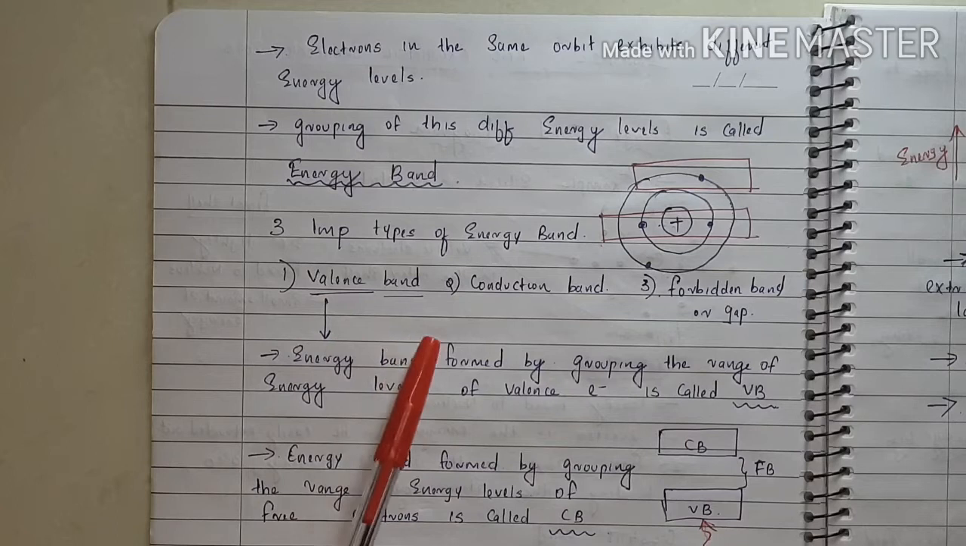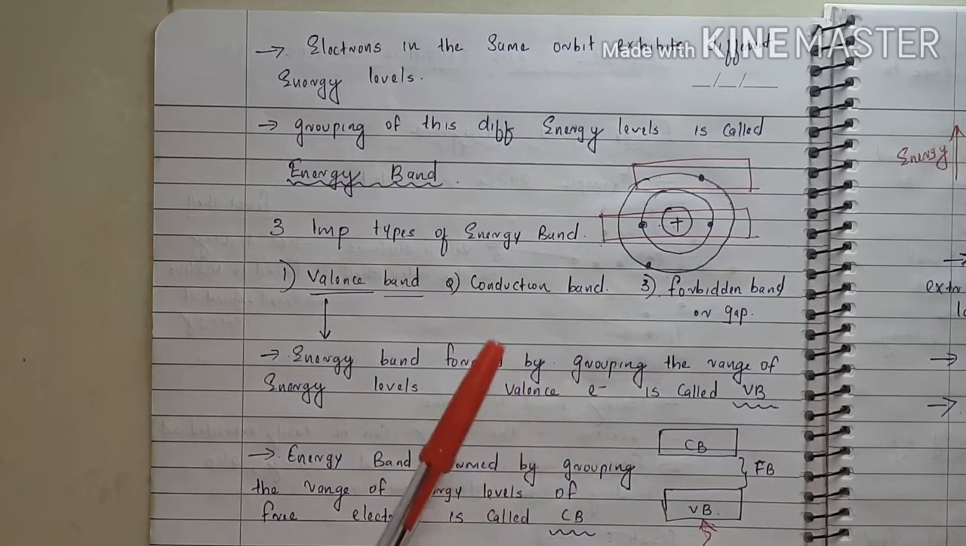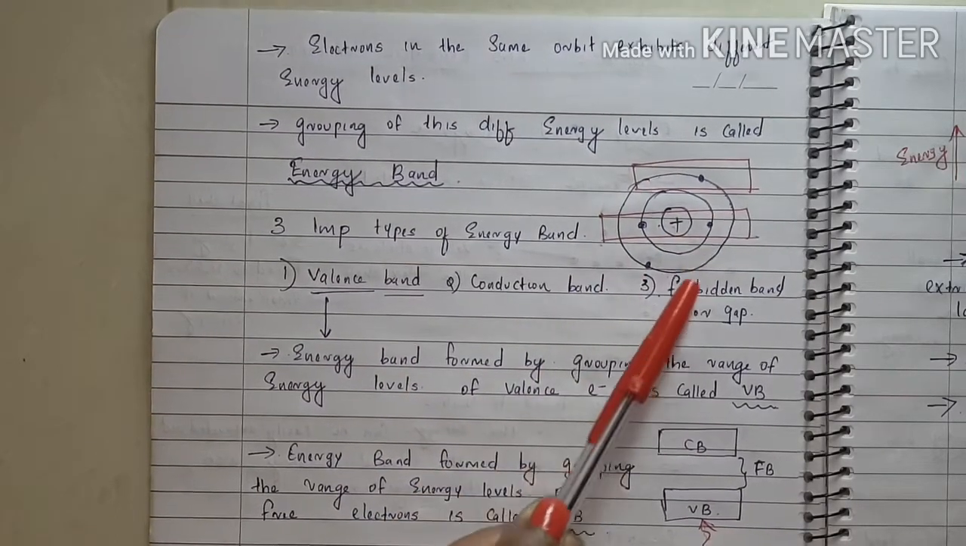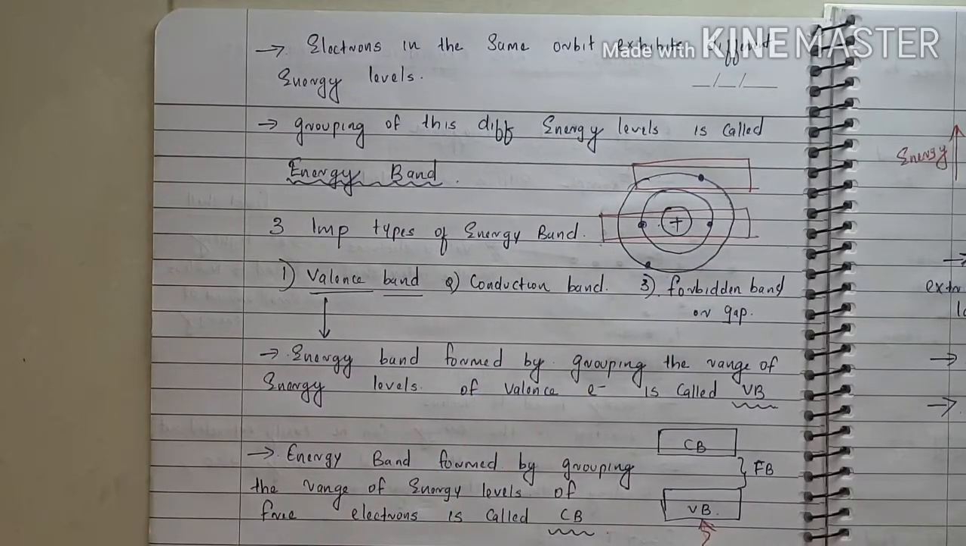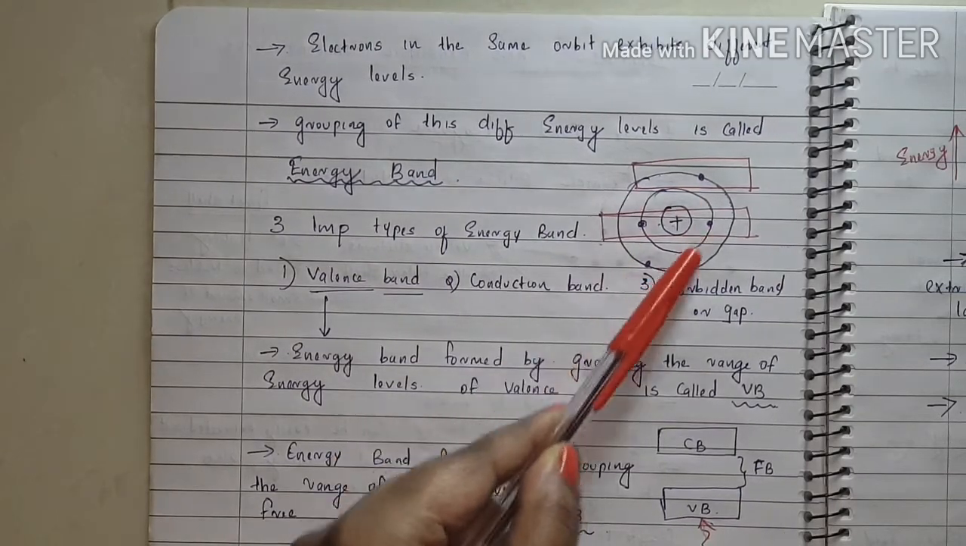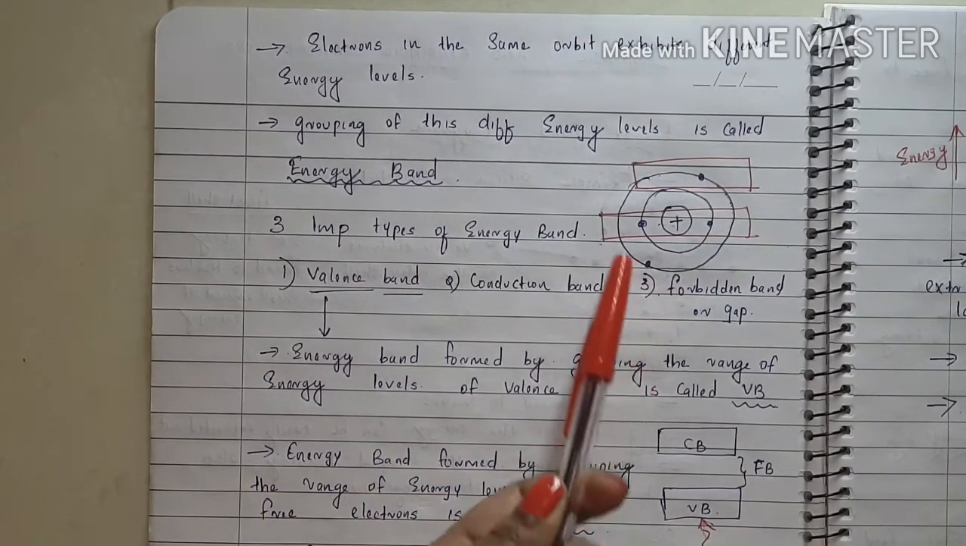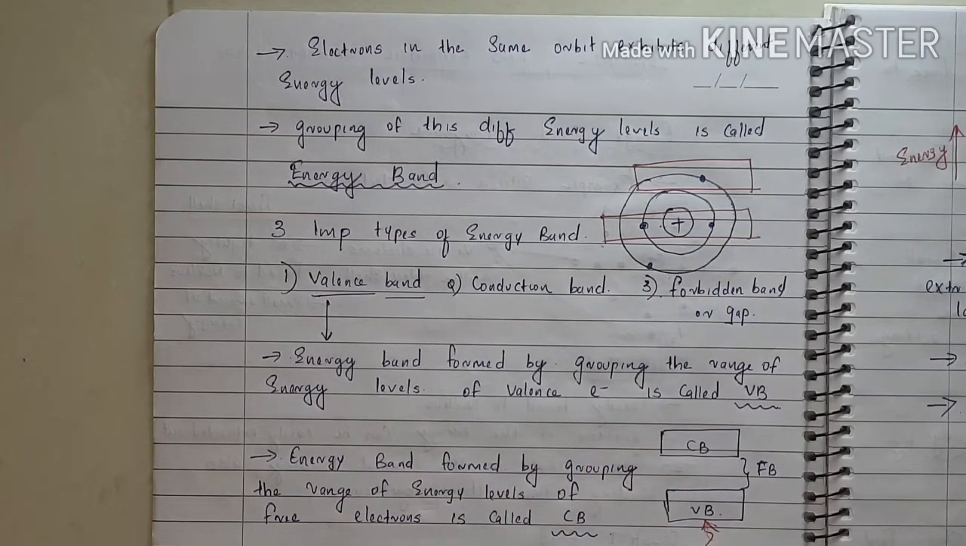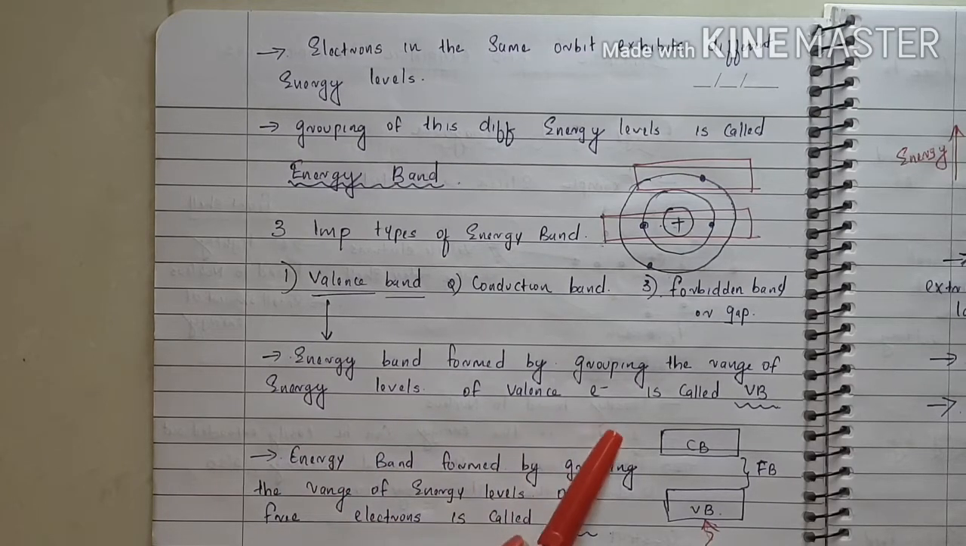What is a valence band? The energy levels of valence electrons will be different. That is, each valence electron will exhibit different energy levels. If we group these different energy levels, they form the valence band. That is, the range of energy levels of valence electrons forms the valence band.